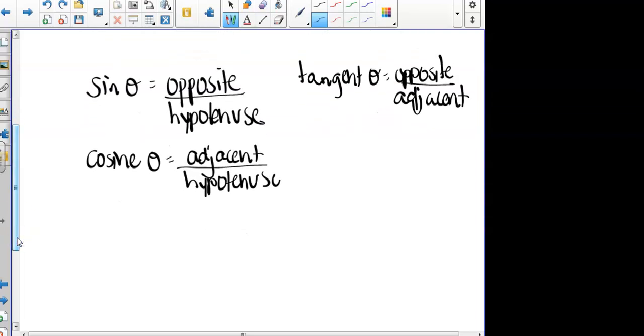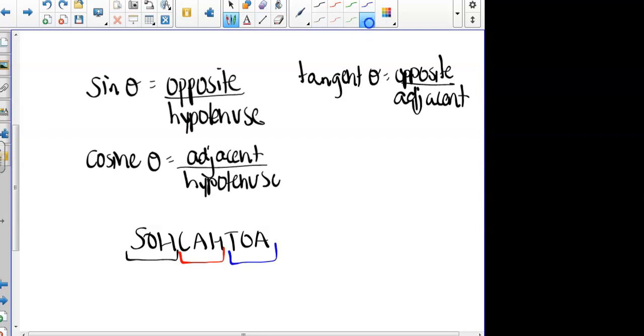We were also provided with an acronym in order to help us remember these formulas. The acronym is SOH CAH TOA. The SOH stands for sine, opposite, over hypotenuse. CAH stands for cosine equals adjacent over hypotenuse, and TOA stands for tangent equals opposite side over the adjacent side.